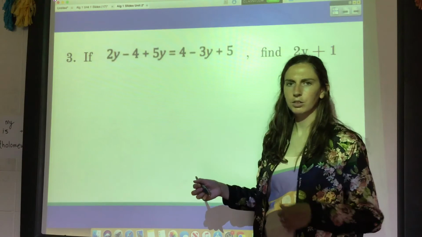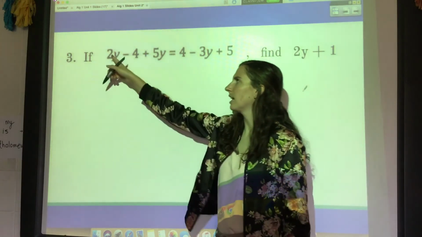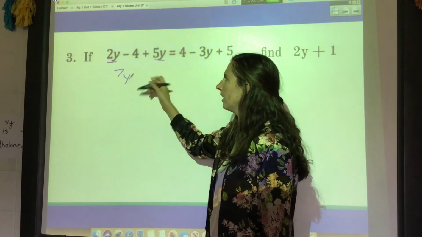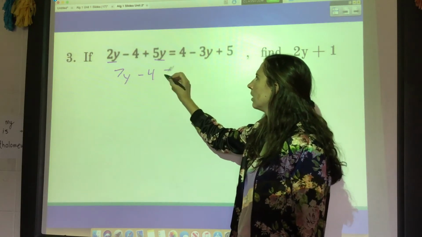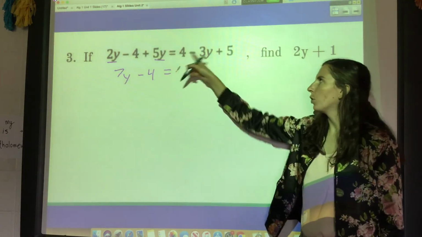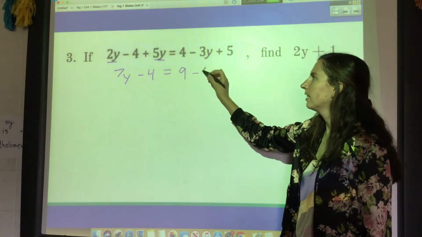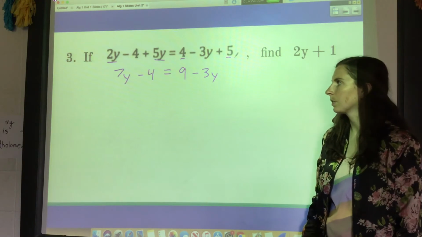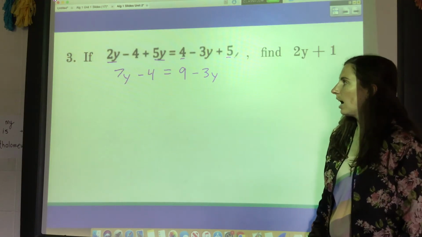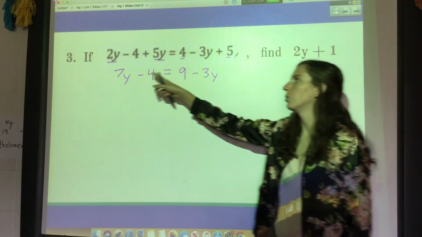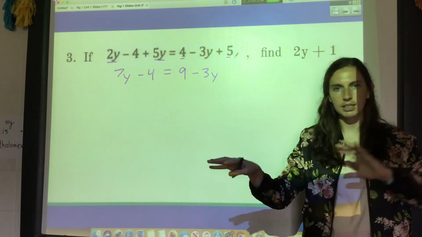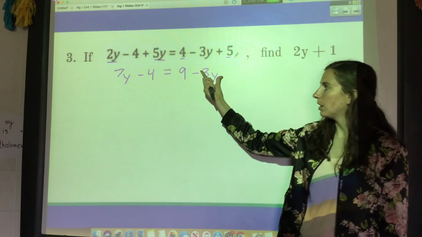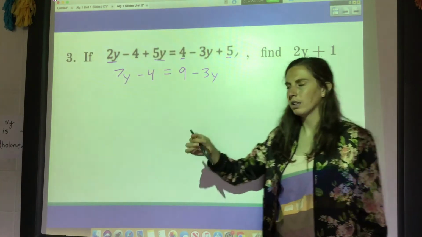The first thing I'm going to do is just combine like terms, because I see I have a 2y plus 5y, which is 7y minus 4. Over here I've got 4 plus 5, which is 9. So I'm just combining some like terms there. Now you'll notice I've got some y's over here and some y's over here. I need to get them to the same side. Doesn't matter which one. I might move this one over here just to keep it positive.